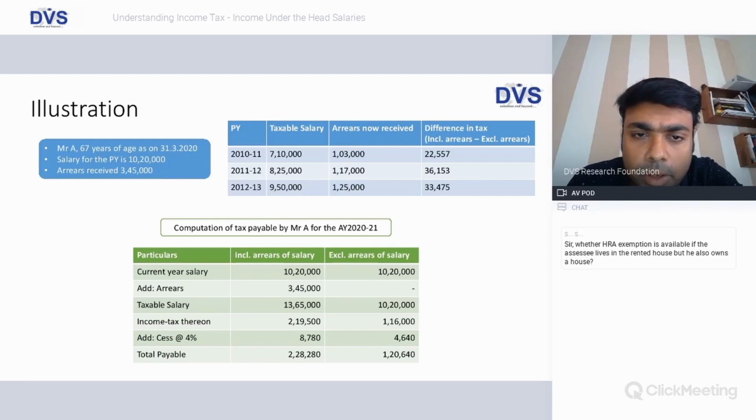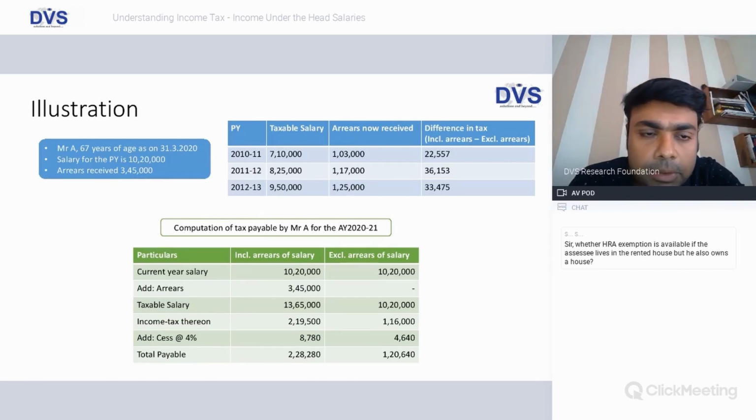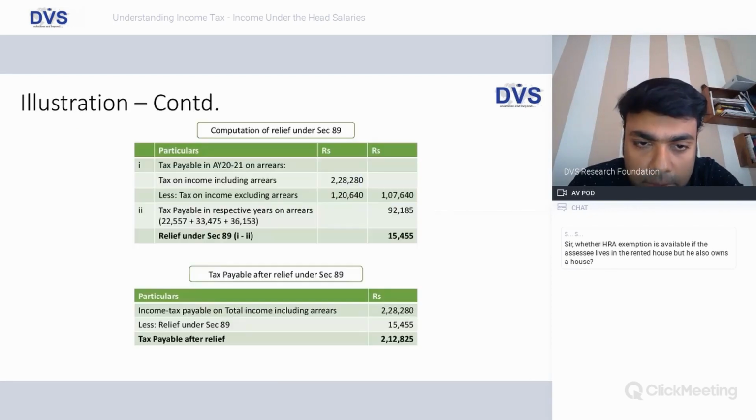So what I've told is what is being given as an example. A 67-year-old gentleman, taxable salary 710, 825, and 950. Arrears are given. Difference in tax, including arrears. This is exactly how the relief mechanism works.